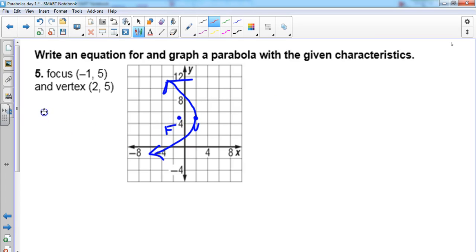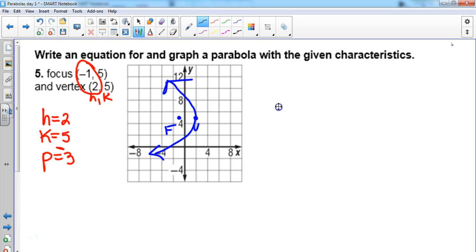What do you know about H and K? Yep, the vertex is just HK, so H is 2, K is 5. P is how far apart these are. How far apart are those two? Okay, except it's opening left, so we need negative 3. Anybody write the equation?